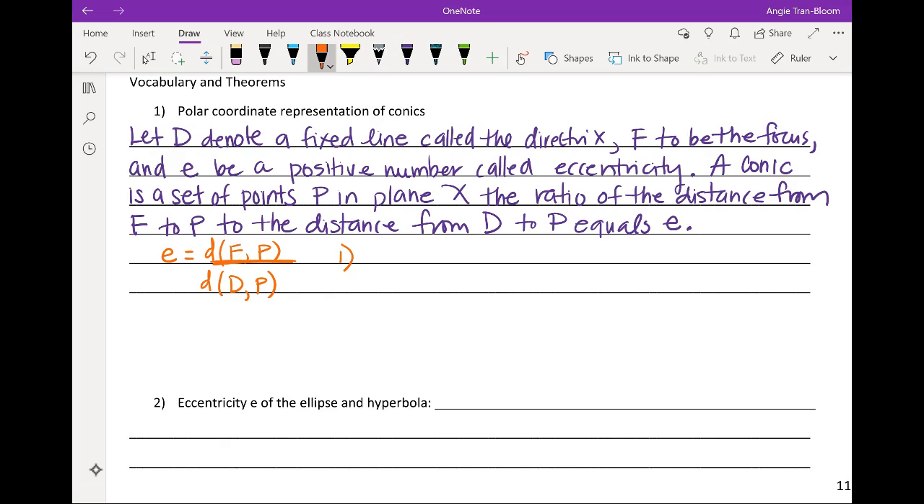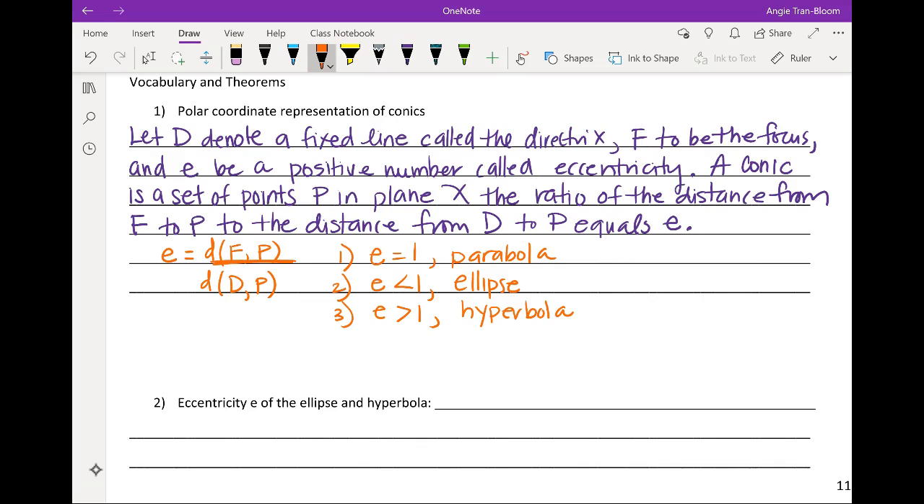Now, if you know E, then you would know all of the shapes. Case number 1. If E is 1, this shape will be called a parabola. Number 2. If E is less than 1, this shape will be called an ellipse. Last case. Guess what it is? Hyperbola. So all of the shapes are dependent on the E value, as you can see.